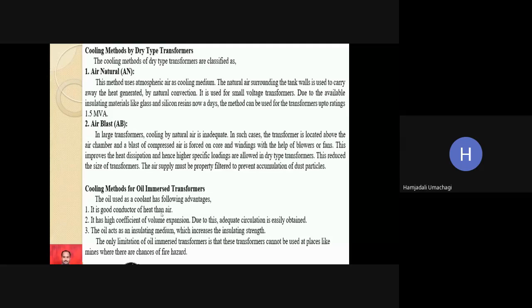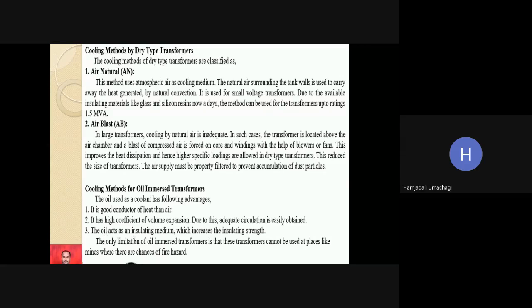So if we compare oil and air, which are the coolants, I can say that oil has more heat carrying capacity as compared to air. For that sake, we are using oil. So it is a good conductor of heat than air. Then apart from that, let us see what is the advantage. It has a high coefficient of volume expansion. Due to this, adequate circulation is easily obtained. So we can supply a huge amount of oil because of the high coefficient of volume expansion.